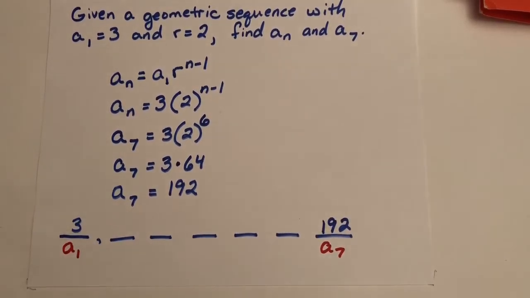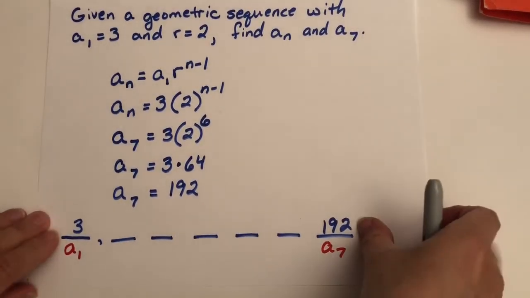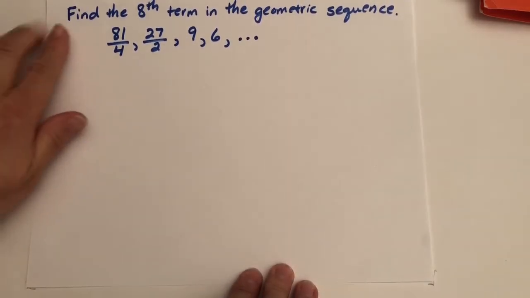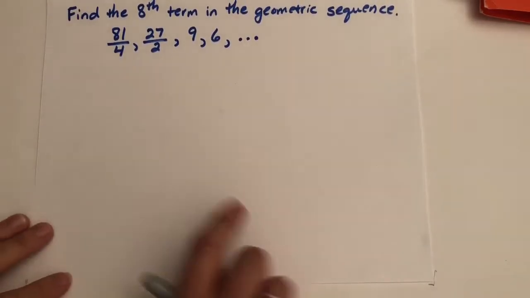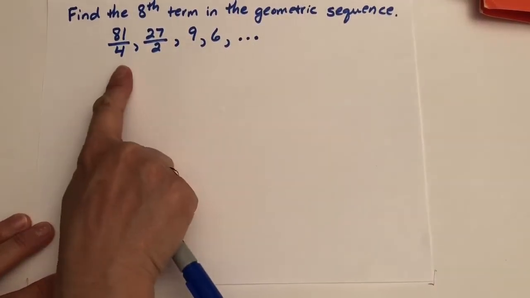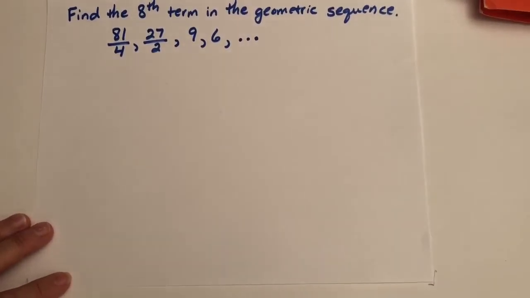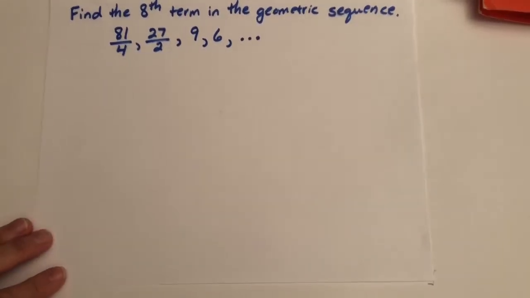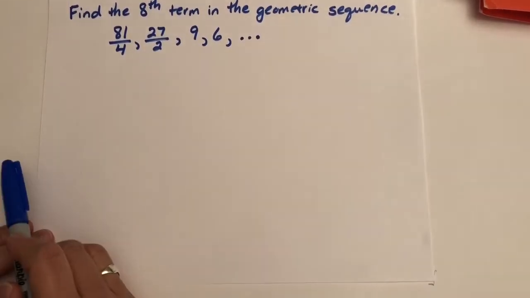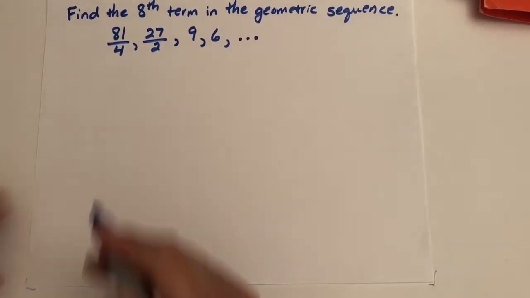Let's do another problem. Let's suppose we have a sequence that's listed this way. We were told that it was a geometric sequence, so we don't need to confirm that it is. And we're trying to find the 8th term. Well, we need the first term for the formula, and we need r. We don't know r, so let's find it.